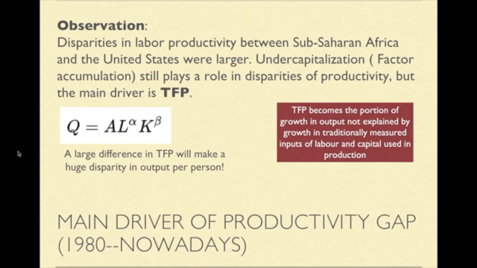Let's look at this production function again. A is what TFP stands for. A large difference in TFP will make huge disparities in output per person. However, we then find that TFP plays a larger role than what we thought. It even leads to an internal productivity gap within sub-Saharan Africa, and this spurred our further research.